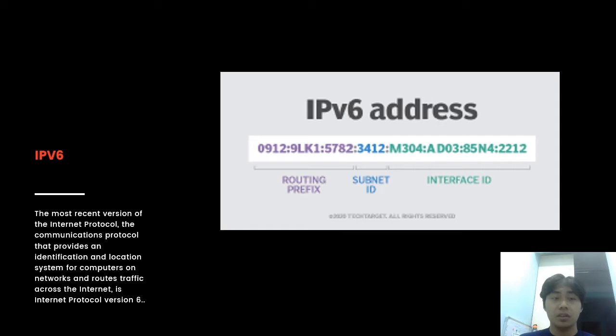What is IPv6? It is the most recent version of the Internet Protocol, the communication protocol that provides an identification and location system for computers on networks and routes traffic across the Internet. The picture on this slide is an example of IPv6 addresses, which contain a routing prefix, subnet ID, and interface ID.